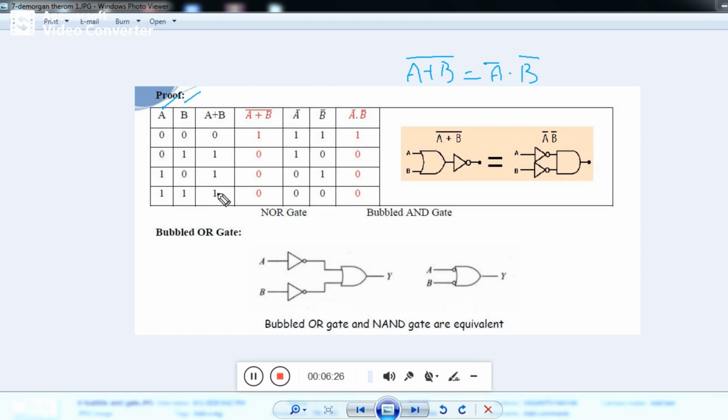And 1 plus 1 is 1 in binary. I mean this one, in the OR gate. So the complement of this one, you find out, because I want to prove this equation. Sorry, the complement of this one, A plus B.